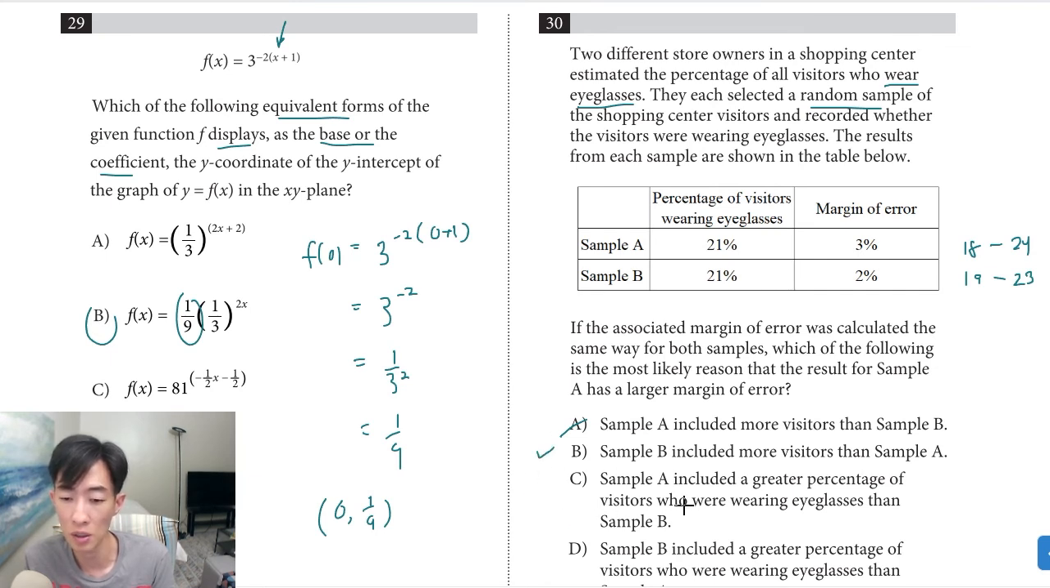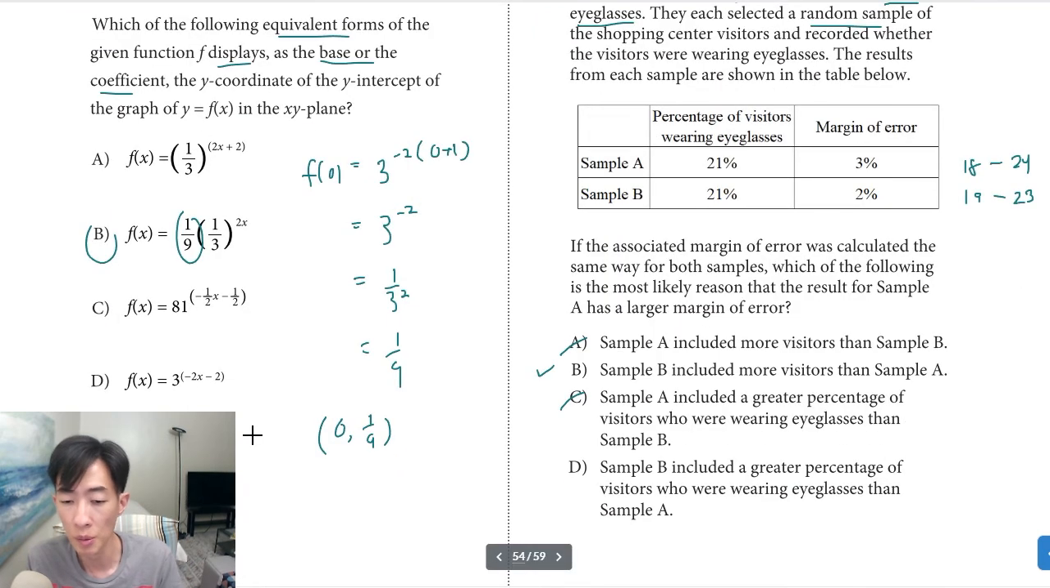C, sample A included a greater percentage of visitors who were wearing eyeglasses than sample B. That would be weird because if it had a greater percentage than B, then why is the percentage the same? So C is just off. D, sample B included a greater percentage of visitors who were wearing eyeglasses than sample A. So C and D are wrong for the same reasons, and the best choice is B.